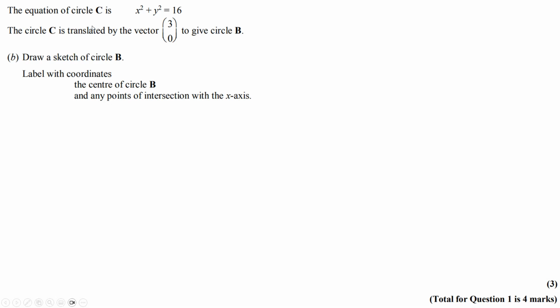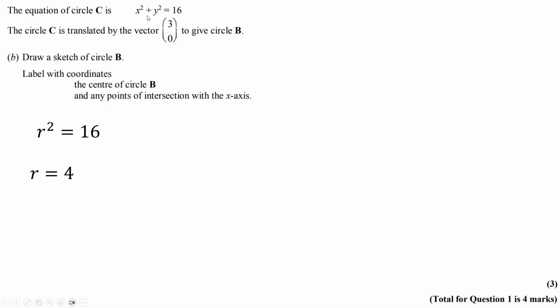The equation of a circle C is this. The circle C is translated by the vector (3, 0) to give circle B. Draw a sketch of circle B and label the center of the circle and any points of intersection with the x-axis. Well, we know that the form of a circle is x squared plus y squared equals the radius squared. So 16 equals radius squared. So the radius equals 4.